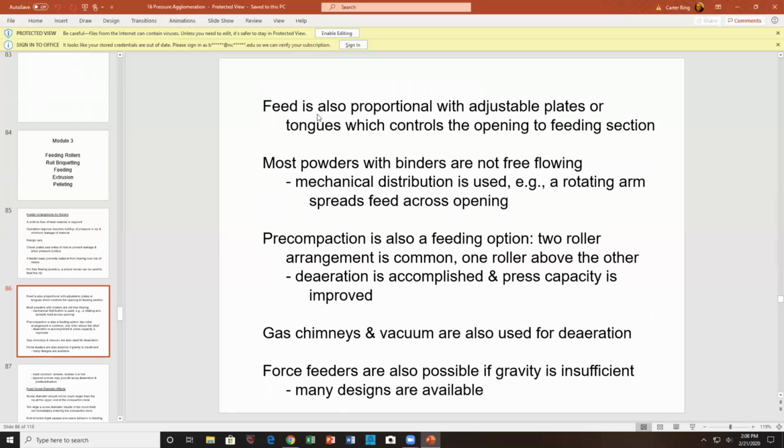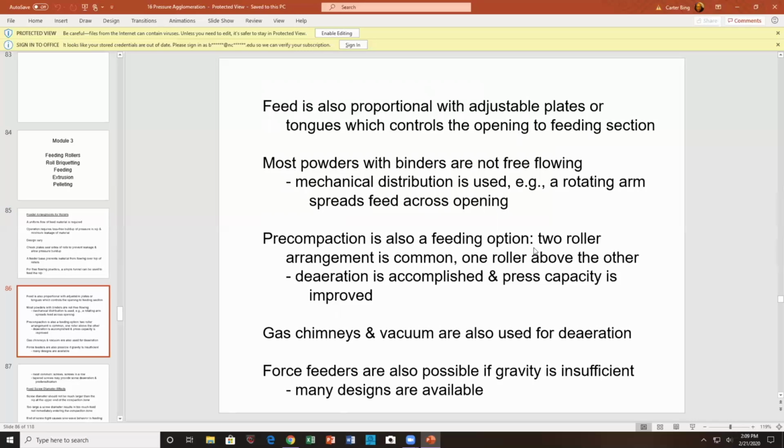Feed can also be adjusted with adjustable plates, baffles, tongues, or whatever you call them, which control the opening to the feeding section. So you can have baffles, or adjustable plates or scrapers. Most powders with binders are not free-flowing. Right, that's a problem. Because they're not free-flowing, you may have to have a mechanical distribution along the top of your roller. A rotating arm spreads feed across the opening.